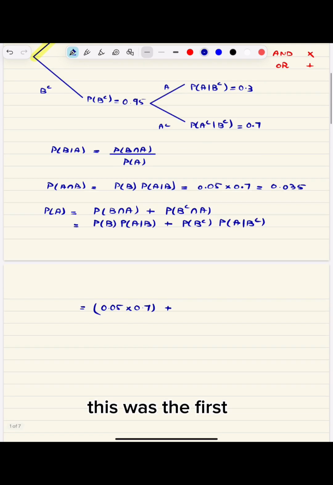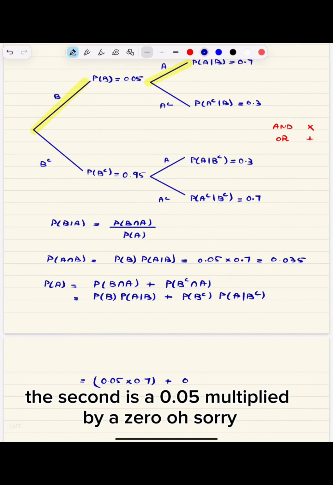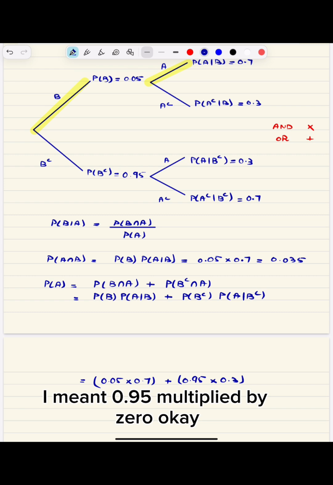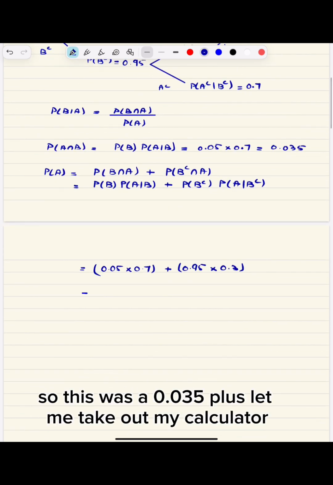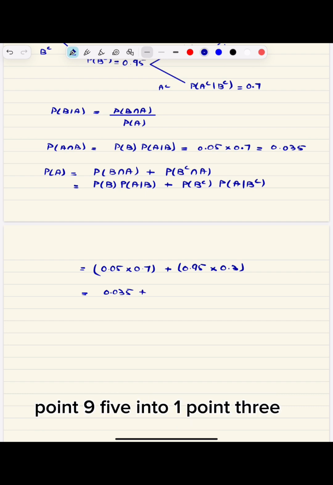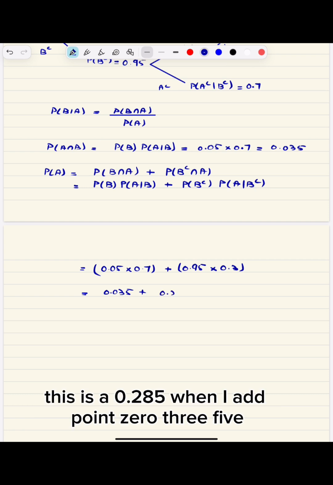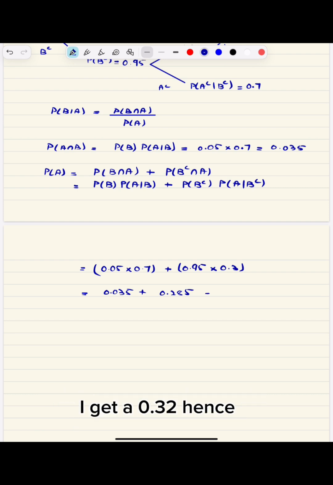this was the first. The second is 0.95 multiplied by 0.3. Okay, so this was 0.035 plus, let me take out my calculator, 0.95 times 0.3. This is 0.285. When I add 0.035, I get 0.32.